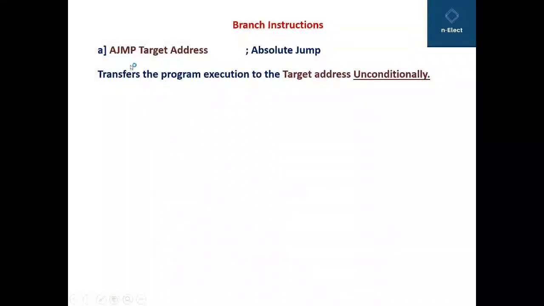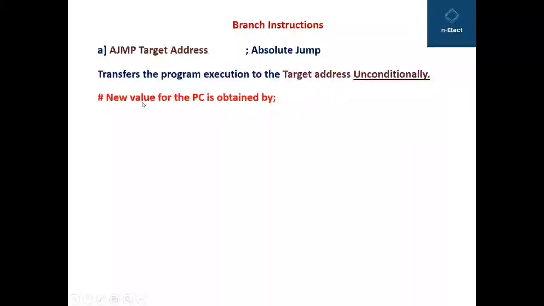The first branch instruction which we are going to see is AJMP target address. This is called absolute jump. It transfers the program execution to the target address unconditionally. So this belongs to the unconditional branch instruction group.